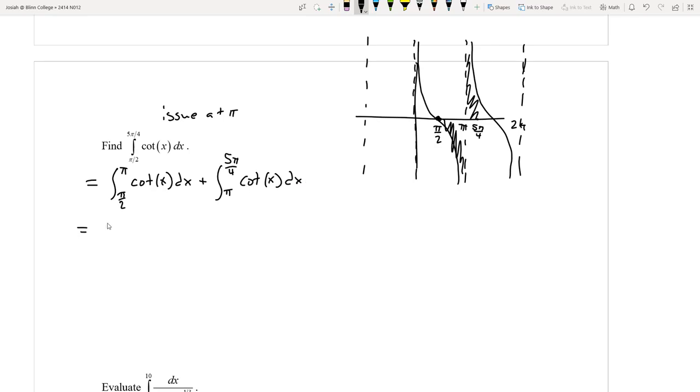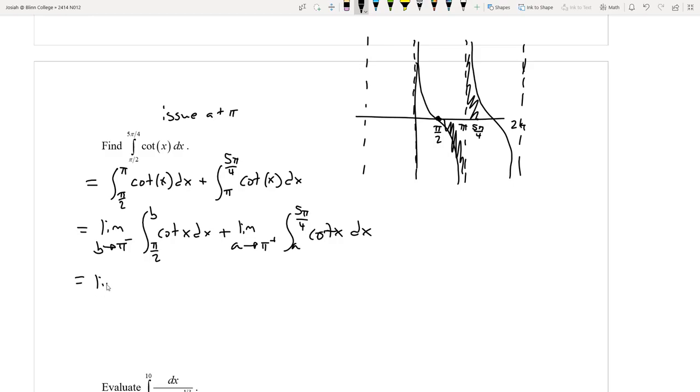And so we'll have to introduce 2 limits. Limit as b approaches pi from, we're going from pi halves to pi, so that's from the left. And our other limit will then be approaching pi from the right. I'll go ahead and swap that for a. And then cotangent x dx in there. So we have our 2 limits. And we should know the integral of cotangent. Remember, that's one of the integrals that we should have memorized from a few sections ago.